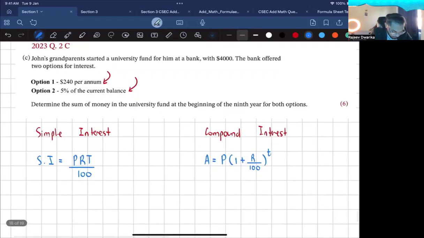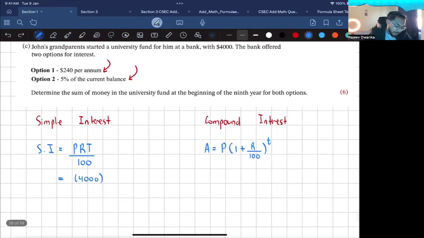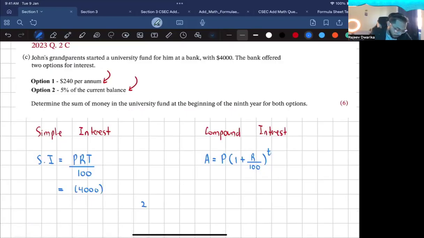Right. So, Aliyah, let me do the first option. In the first option, what is the principal? 4,000. What is the rate? 240. No, rate is a percentage. So let me show you how to find your rate. To find your rate, it will be 240 over what? 4,000. Multiply by 100.